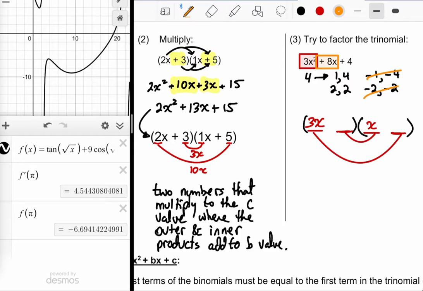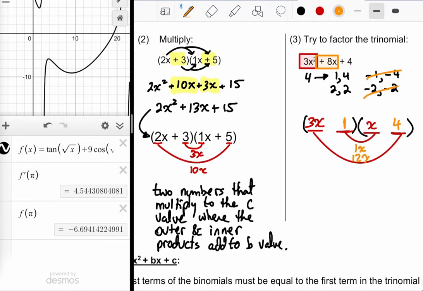So that's what makes things a little dicey here, because you have a 3x and an x. Depending on where you place the 1 and the 4, that'll give you a different outer and inner product. So for example, if I put the 1 here and the 4 here, 1 times x would give you a 1x. 3 times 4 would give you a 12, so 12x. So that would give you the wrong sum, because when you add these two numbers together, you don't get 8x.